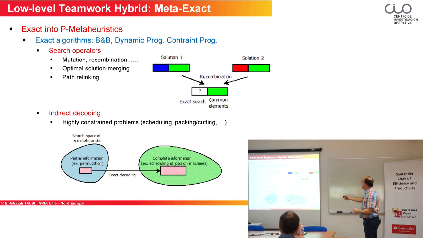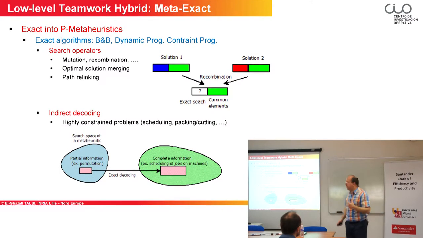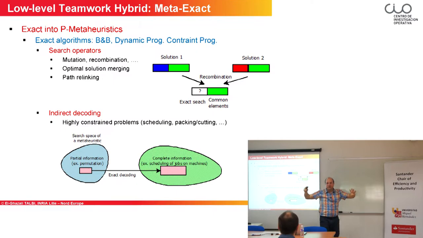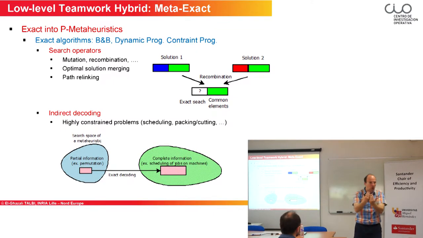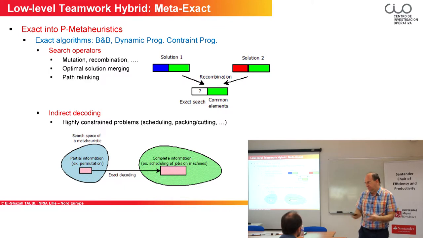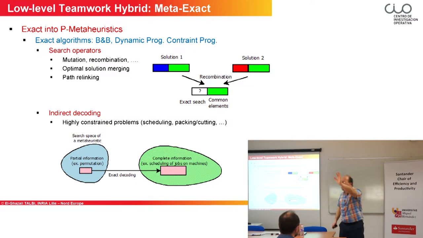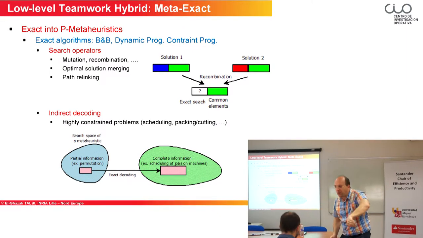So here, and this is not very popular, but a very efficient idea, instead of doing it randomly, do it using some mathematical programming algorithms. For instance, suppose that you have those two solutions. The green part is common to those two. So I will say, the green part is common, I will fix it. And then for the rest here, I will use some exact methods, dynamic programming, branch and bound, to find the best value of the other part.